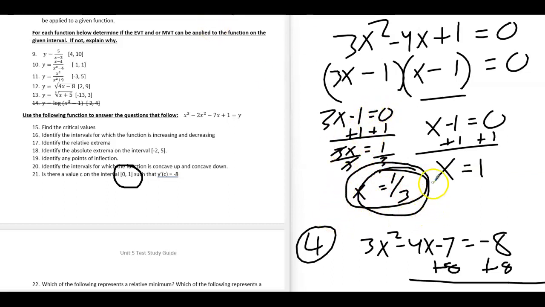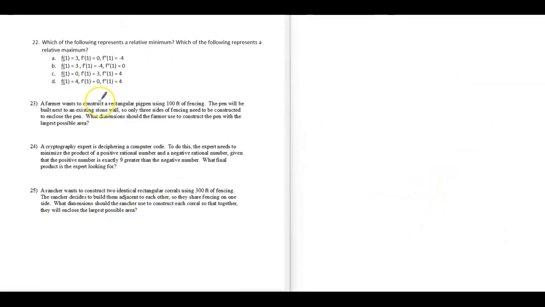Okay, let's go ahead and move on to number 22. This question is asking us which one of the following represents a relative minimum and which one represents a relative maximum. And notice that I'm giving you a function value, a derivative value, and a second derivative value. For this one, we're going to be using the second derivative test.